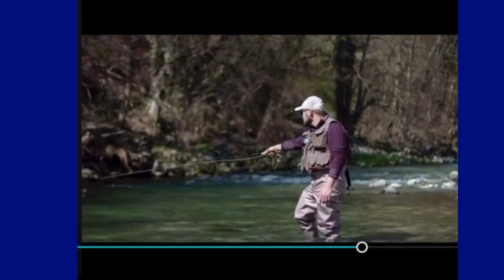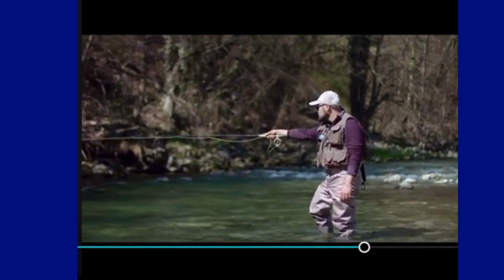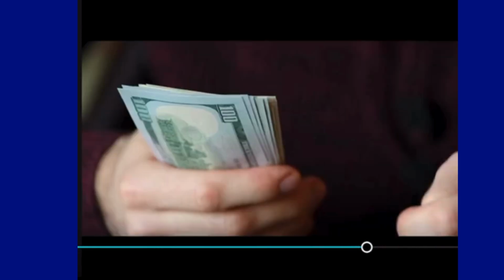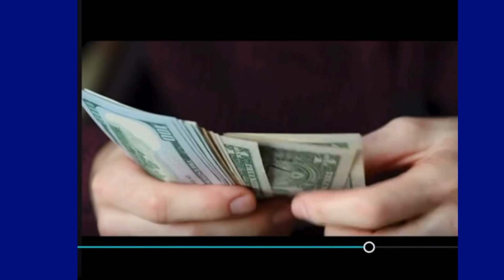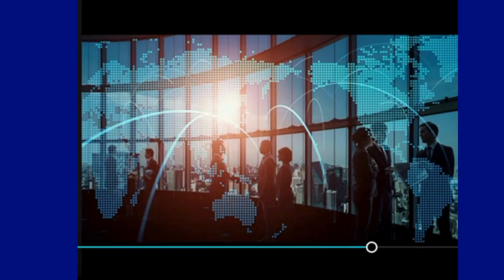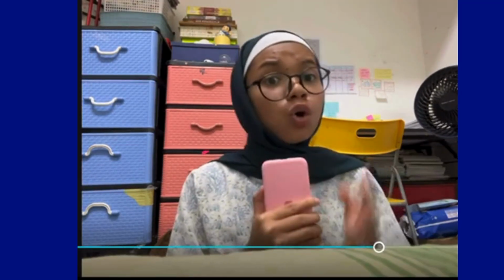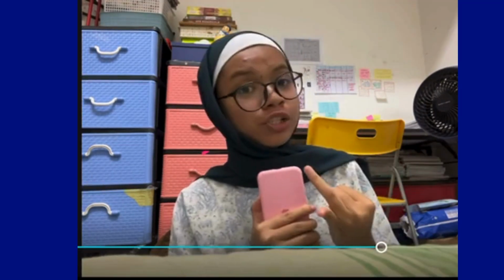Lastly, economic costs. When water is polluted, fishing becomes harder, tourists don't want to visit dirty beaches, and cleaning polluted water costs a lot of money. This affects jobs, businesses, and government budgets. So yes, water pollution doesn't just hurt our environment, it affects our wallet, our health, and our future.